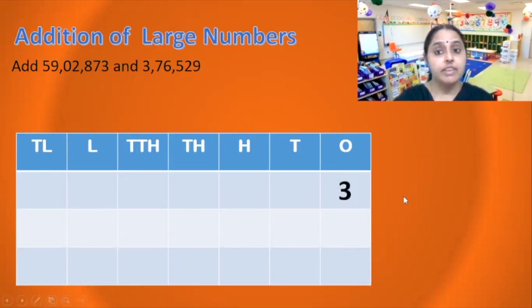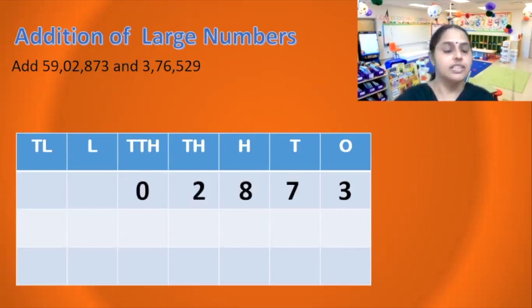So when we are representing, we will always start from the ones place. Okay. So we have placed the complete number in the place value chart. Now we are going to add the next number, which is 3,76,529. So how are we going to do that?